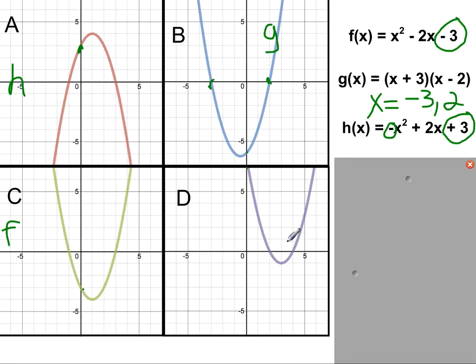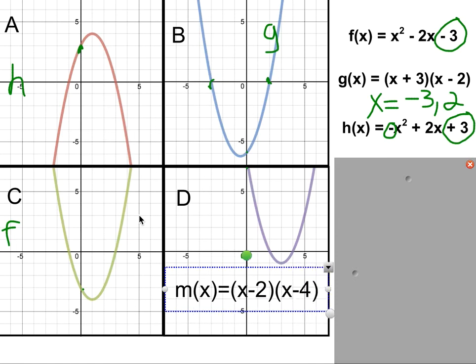Lastly, D. We can now write the equation for D. Okay, so we could do it in one of 2 ways. One is, seeing that the roots are 2 and 4, we could go ahead and write it, I believe this is m of x, okay? We could go ahead and write it looking like factored form, okay? So because the roots are positive 2 and positive 4, we would write x minus 2 and x minus 4. So this is one way of writing the equation.